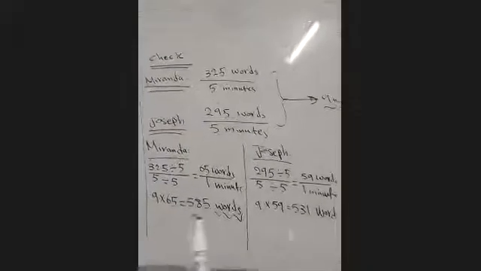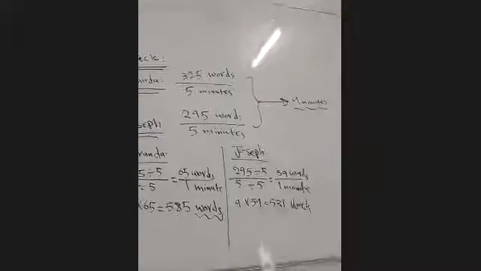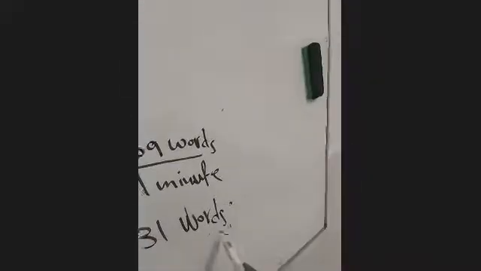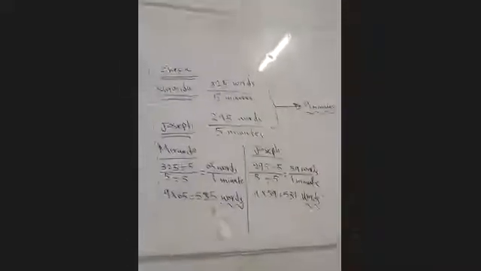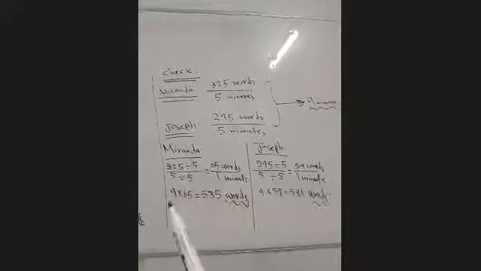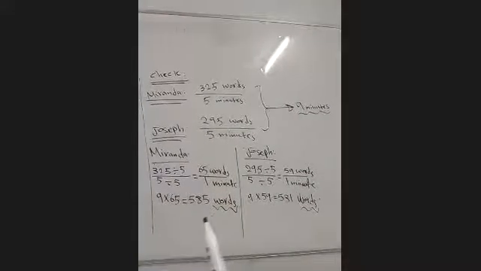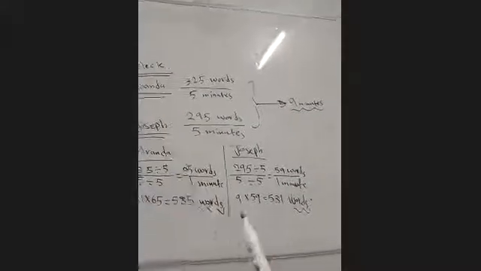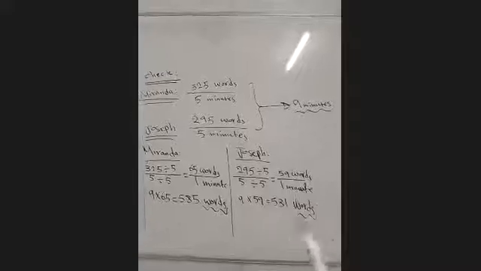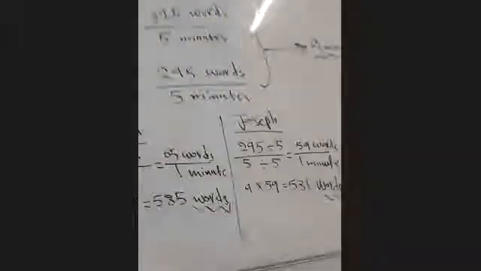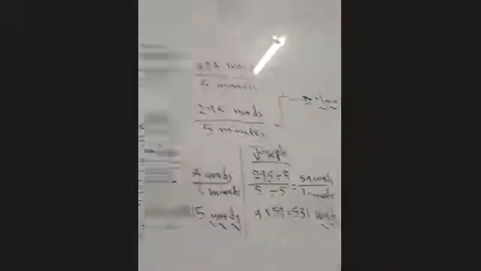Now, look here, guys. Miranda, in 9 minutes, can type 585 words. Joseph, in 9 minutes, can type 531 words. How many more words can Miranda type than Joseph?